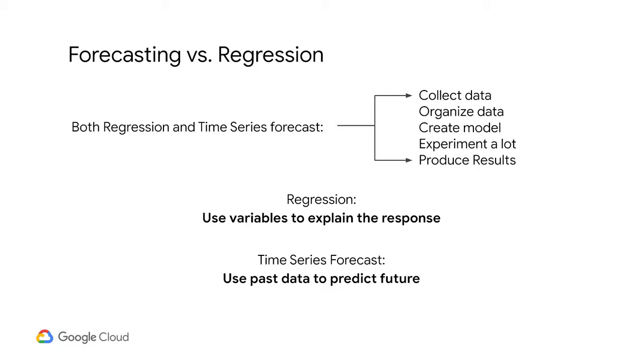However, there is a crucial difference. In regression, we use explanatory variables to explain the response, which means to predict that variable. In time series forecast, however, or simply called forecasting, we use past data to predict future data. There is no other variable, explanatory or otherwise. Hope this distinction is clear. Now, let's look at the way in which we will use both methods to predict stock prices in the future.